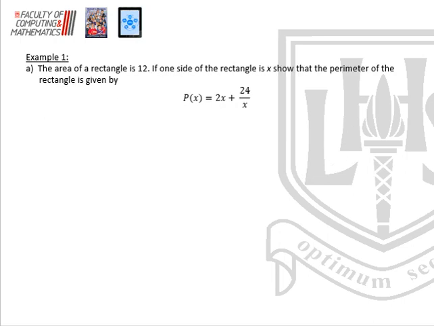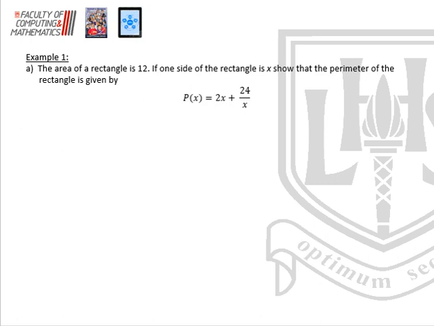The area of a rectangle is 12. If one side of the rectangle is x, show that the perimeter of the rectangle is given by P(x) equals 2x plus 24 over x. The optimisation is quite tricky because there's lots of different ways of asking for it, lots of different contexts. No two are ever really the same. We can generally get a point where we're looking at two different geometrical things. Most of them are to do with that.